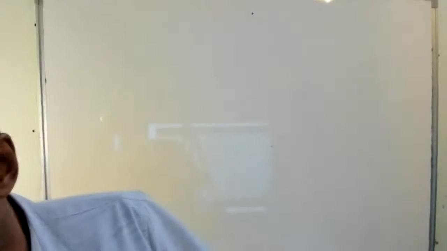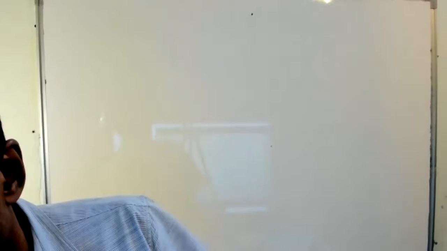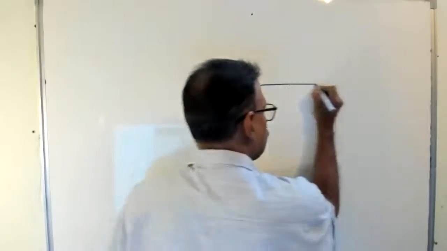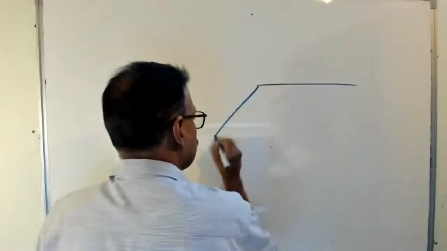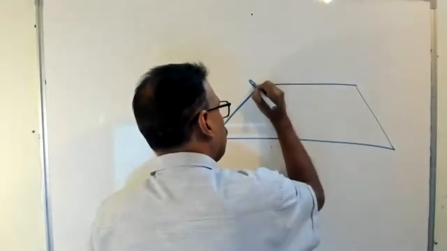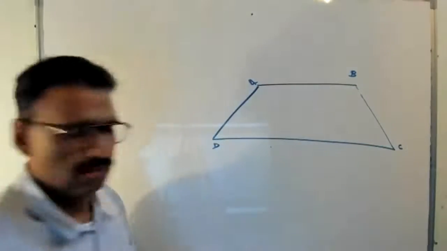Okay. First one, trapezium. Right. This is the figure of a trapezium. Okay. Draw it with the pencil. Draw neatly. Okay.